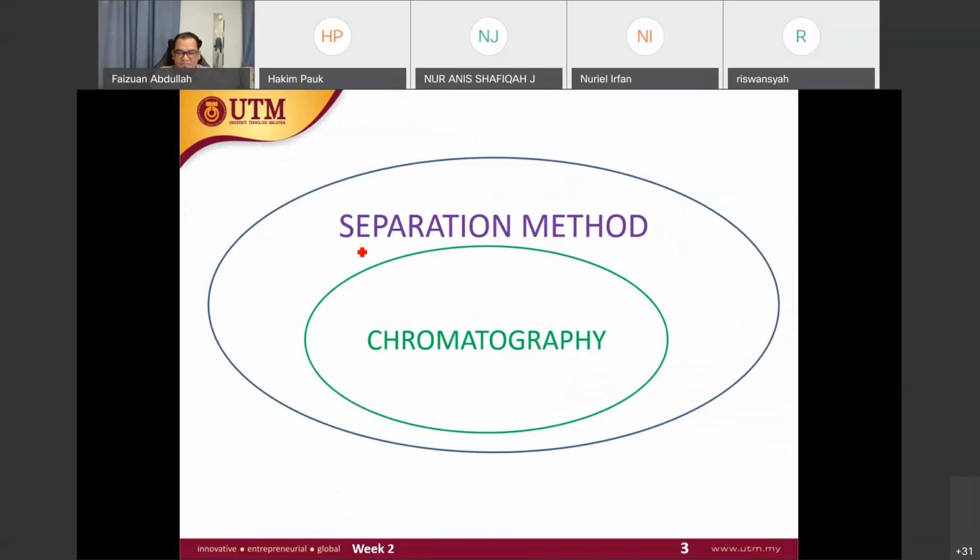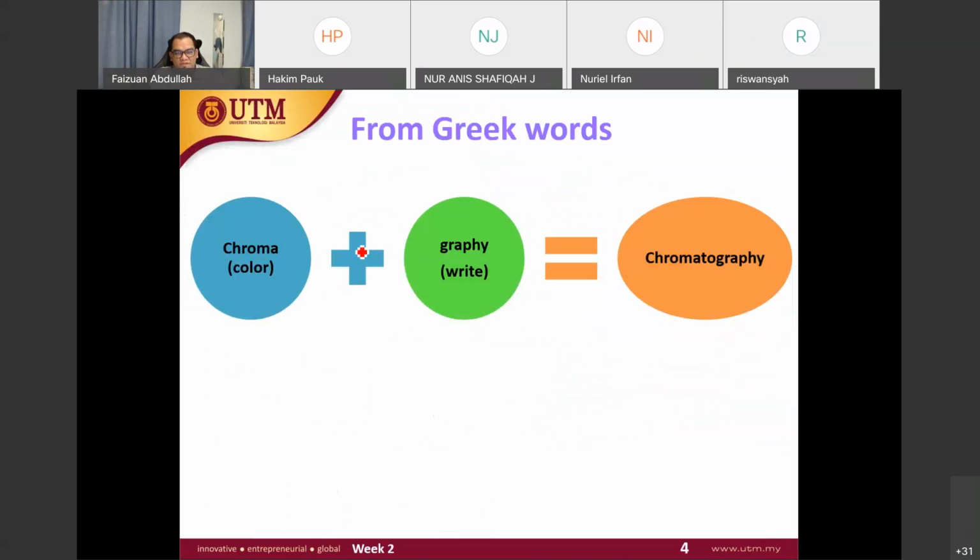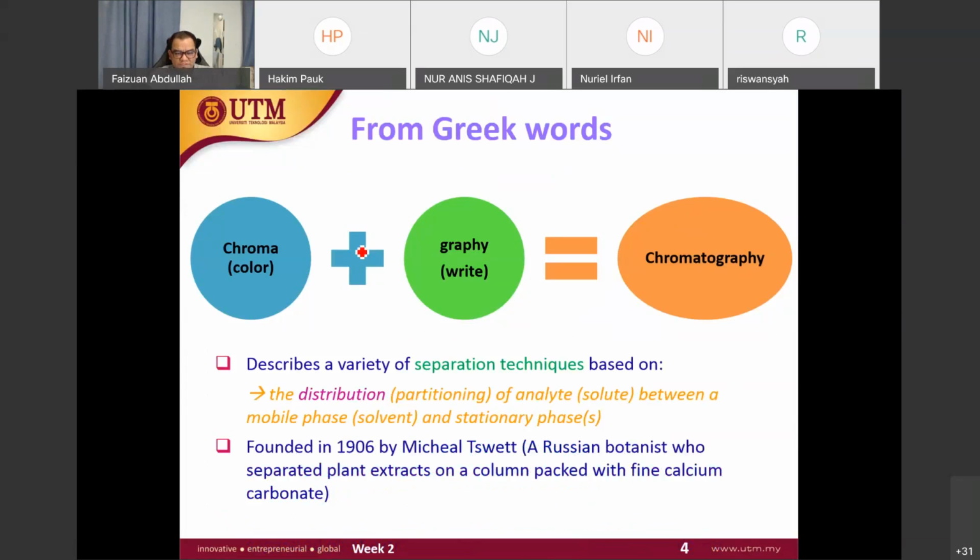Under the separation methods, we have the chromatography method. So what does chroma mean? Chroma means color. Graphy means write. This is the basic meaning of chromatography from the Greek words. It describes a variety of separation techniques based on the distribution or partitioning of the analyte, the solute, between a mobile phase, the solvent, and a stationary phase.